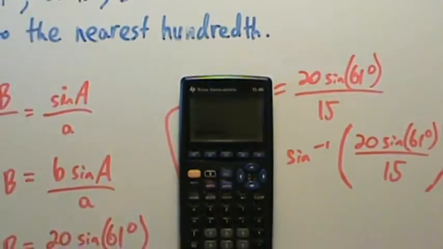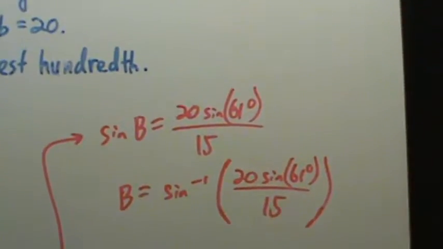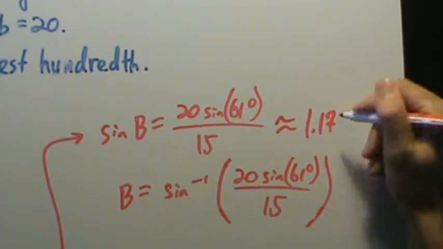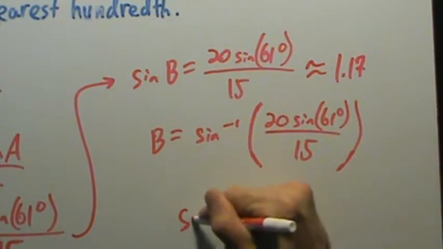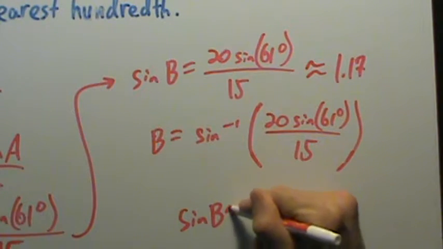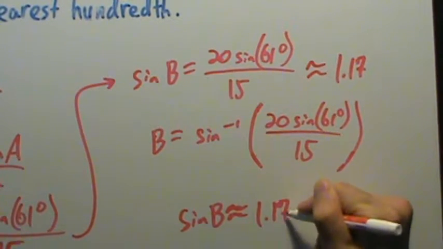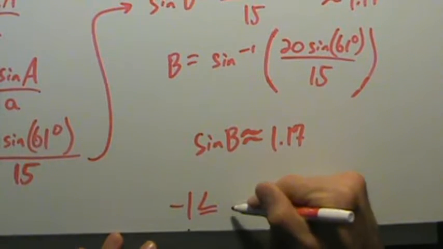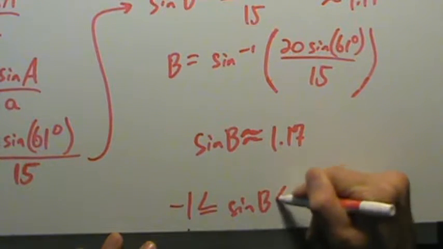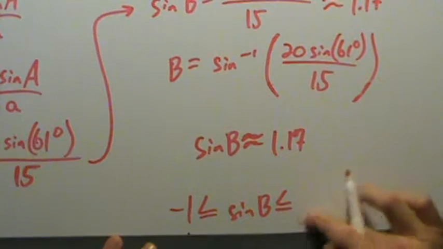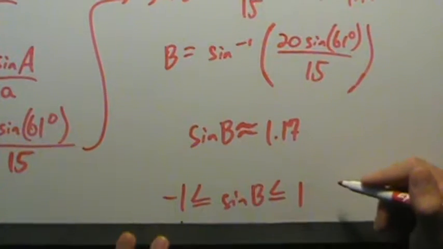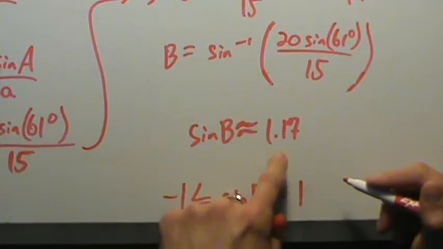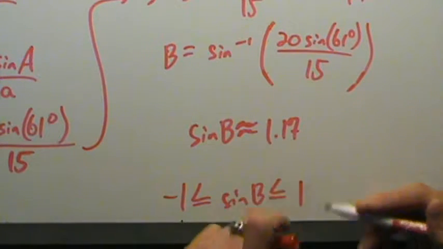Now that's a problem. Why is that a problem? Because we're saying sine of B equals that. So what we're actually saying is sine of big B is approximately 1.17. But can that ever happen? No, it can never happen, because for the sine function in general, it has to be between -1 and 1. So there's no possible angle B that's going to give us sine of B equals, or even approximately equals, 1.17.